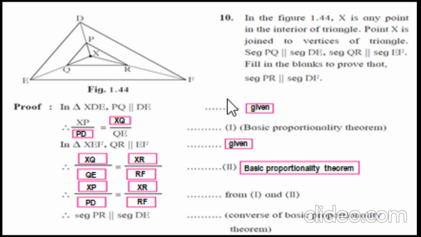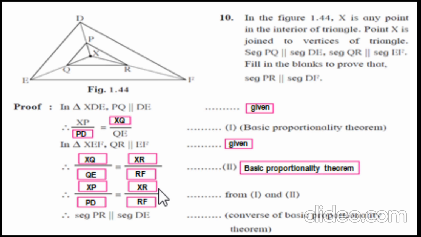Now point number 2. See point number 1 and point number 2. The right hand side of point number 1 is equal to the left hand side of point number 2, XQ upon QE. Therefore, XP upon PD is equal to XR upon RF.